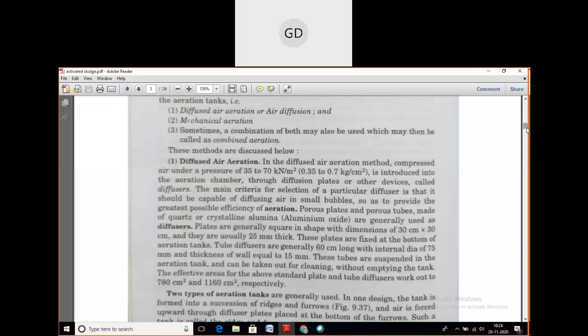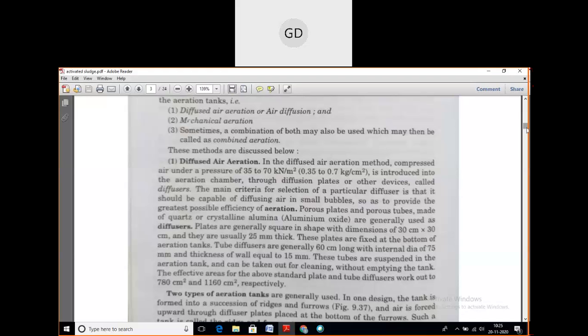Then again, porous plates and porous tubes made of quartz or crystalline alumina are generally used as your diffuser. So what is the material used for your diffusers? It is porous plates and porous tubes. What is it made up of? It is made up of quartz or crystalline alumina, also known as aluminium oxide. So these materials are used in your diffusers.